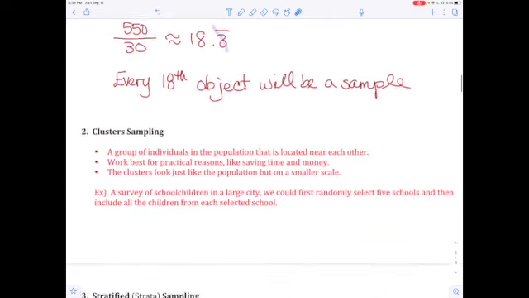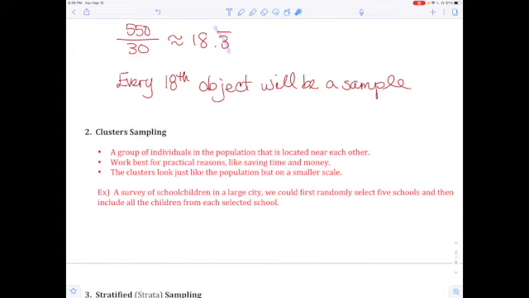The second type is called cluster sampling. Number 1, you have to have a group of individuals in a population that are located near to each other. Number 2, it works best for practical reasons like saving time and money. Next one, the cluster looks like the population but on a smaller scale. And then the last very important thing, please add it in there.